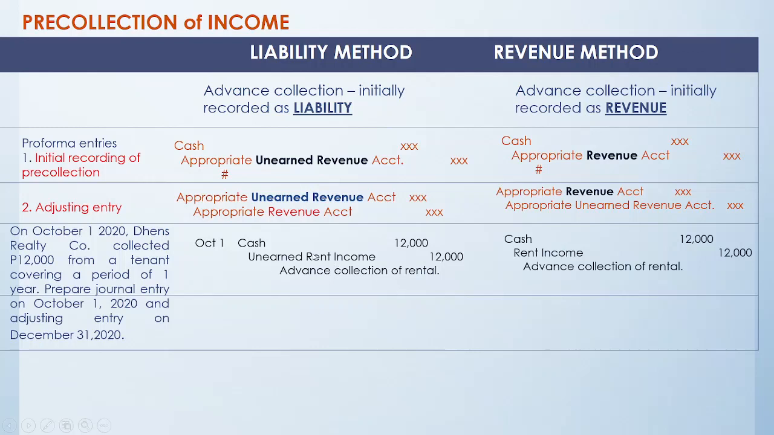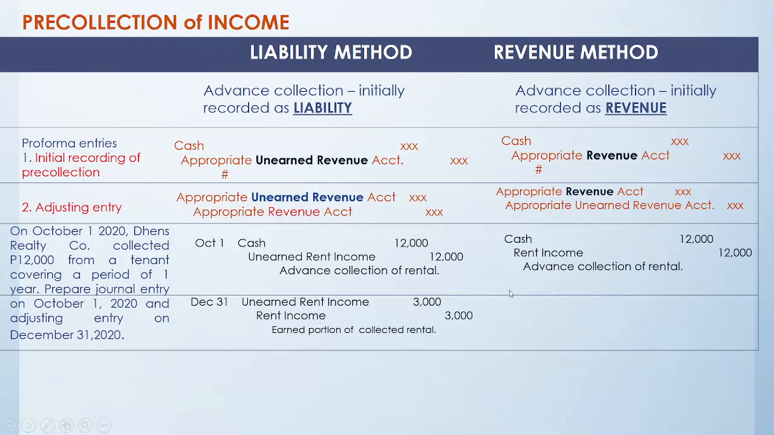So meaning to say, the unearned rent income should only represent how many months? 9 months. Or should I say it this way, that our revenue earned here is for 3 months, again from October to December. Therefore, our entry would be to adjust this liability account and to recognize the revenue earned. Therefore, our adjusting entry on December 31, 2020 would be like this: to adjust the unearned rent income, 3,000, and to recognize the revenue earned, 3,000.